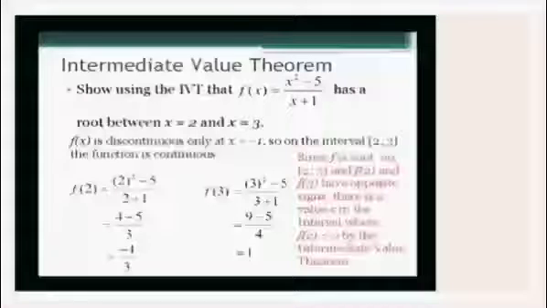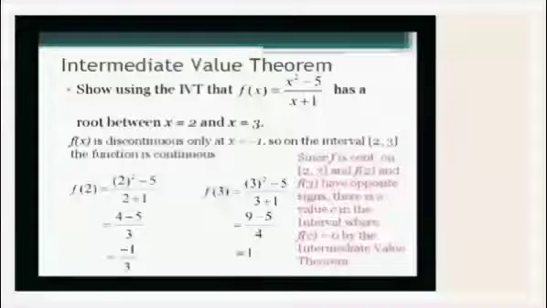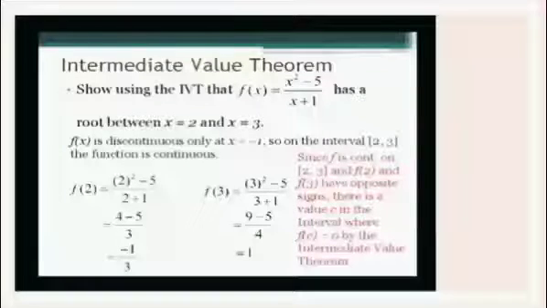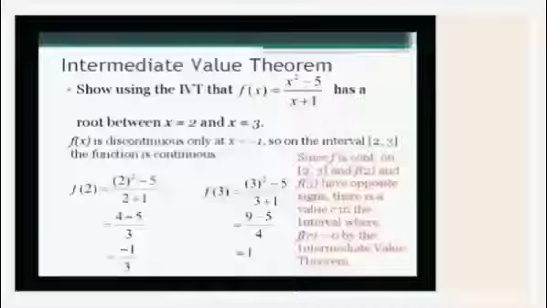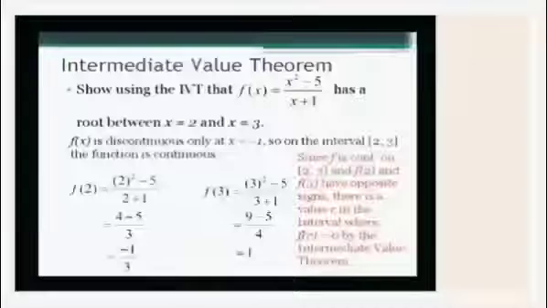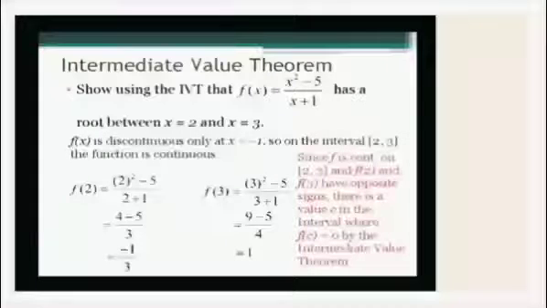plus 1. Since f is continuous on the closed interval 2 comma 3, and f of 2 and f of 3 have opposite signs, there is a value c in the interval where f of c is equal to 0 by the intermediate value theorem. We know that f of c is equal to 0, and this is the end of the intermediate value theorem.